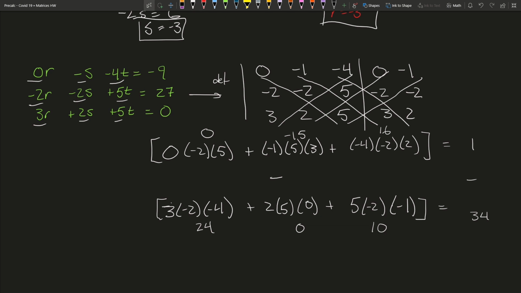So that top part, if we simplify it, is 1. That bottom part, when we simplify it, is 34. So 1 minus 34 is negative 33.